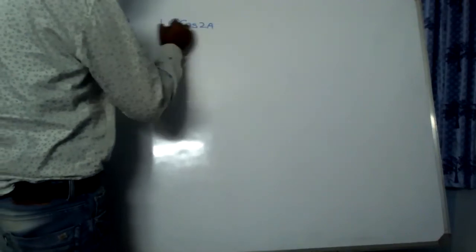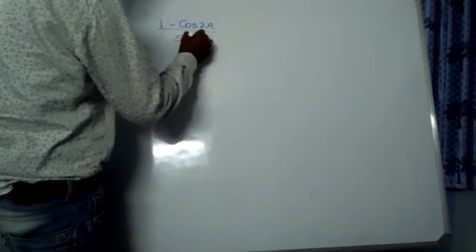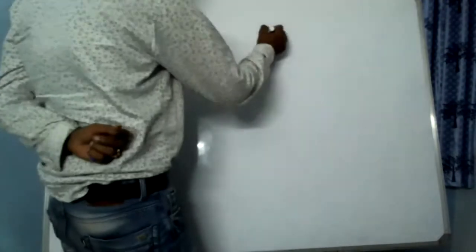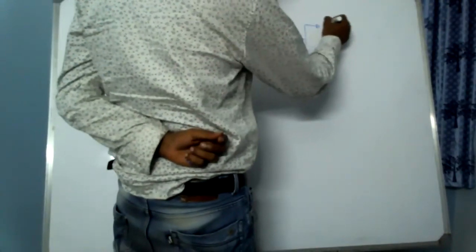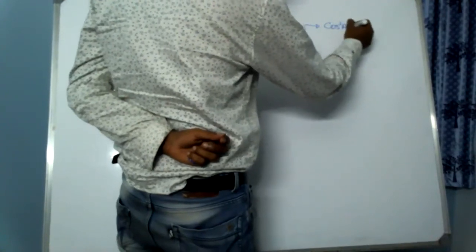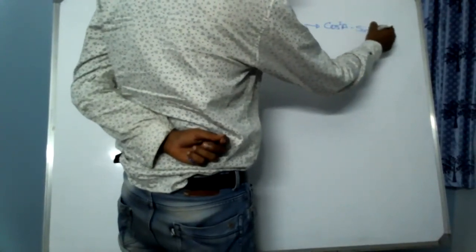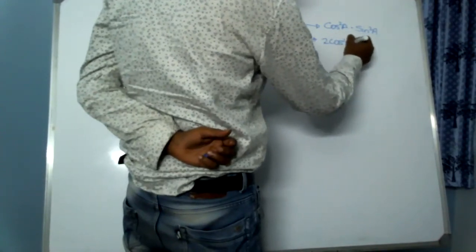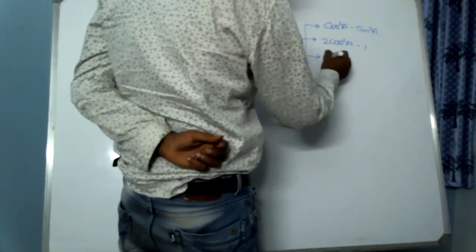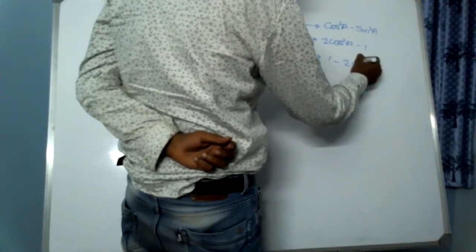If I look at this question, it says (1 minus cos 2a) divided by sine 2a. Okay. So how to solve it? (1 minus cos 2a) divided by sine 2a. So if you know, cos 2a has three formulas. Cos 2a can be cos square a minus sine square a. You can write like this. Or you can write it as 2 cos square a minus 1. Or you can also write 1 minus 2 sine square a.